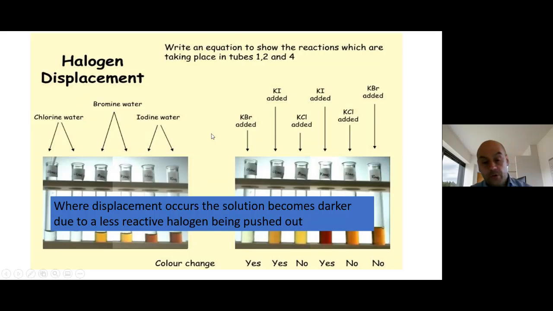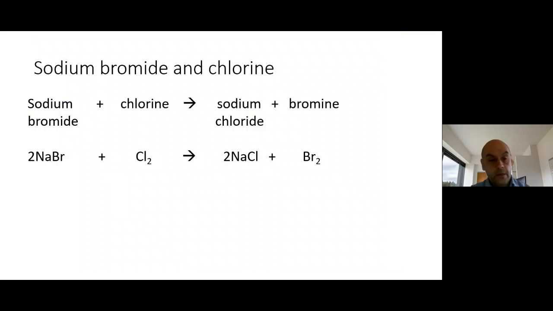They always go darker, and that's because you're pushing a less reactive halogen out. So for example, with this one, chlorine water with KI, you can see the brown colour of the iodine being pushed out. As you go down the group, the halogens get darker. So just to finish off, there's an equation for displacement reaction that you should be able to write from GCSE using your ions and knowing how to balance.